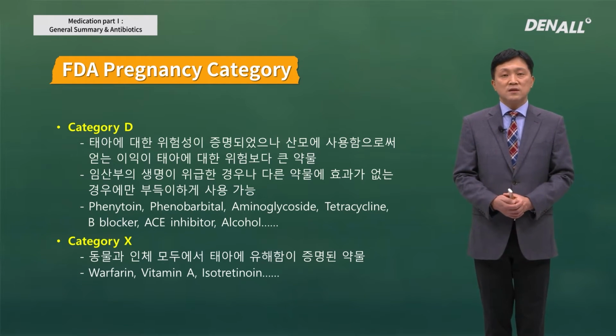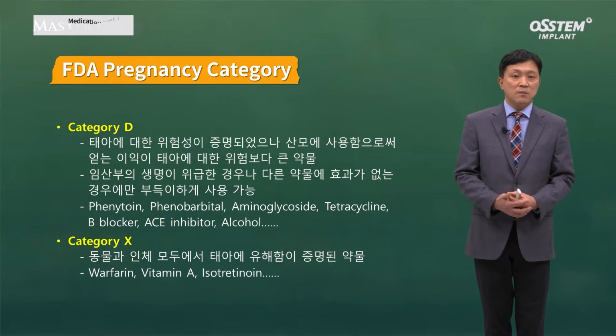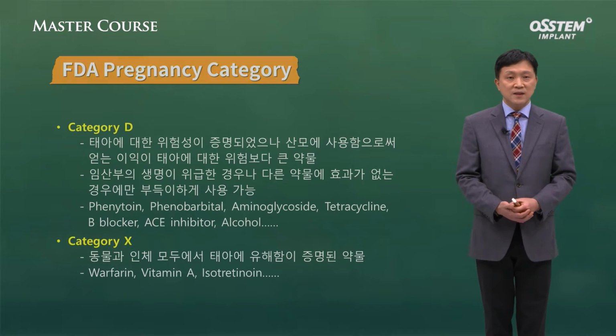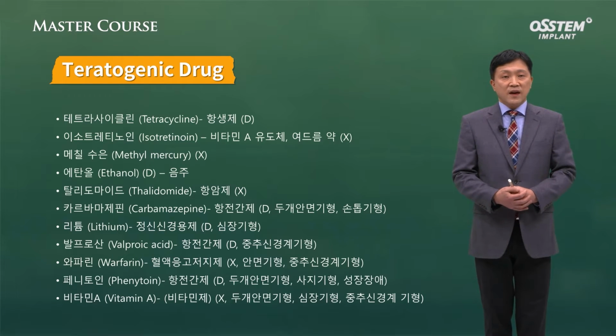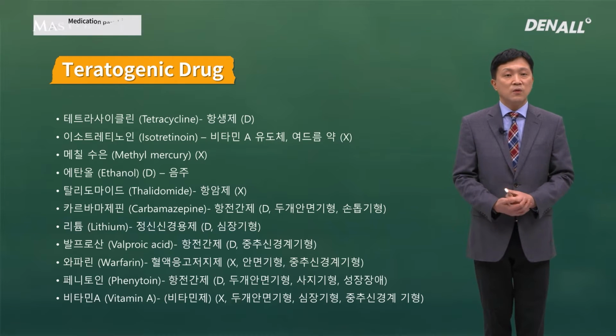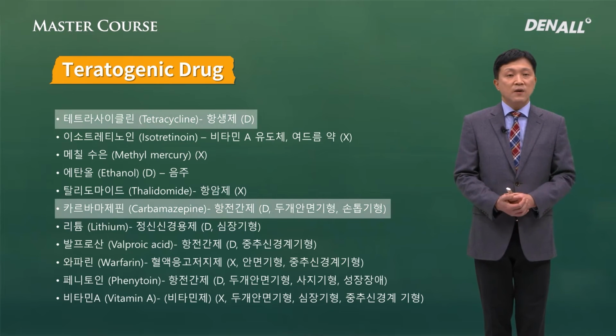Category X, these are the drugs that have shown risk to the fetus of both animals and humans. Warfarin, vitamin A, and isotretinoin, which was used for pimples in the past. So that's category X. FDA also defined teratogenic drugs. These are the drugs that can cause abnormalities in the fetus. This is strictly prohibited from using on pregnant women. So tetracycline may be the only drug in this category that we may use.